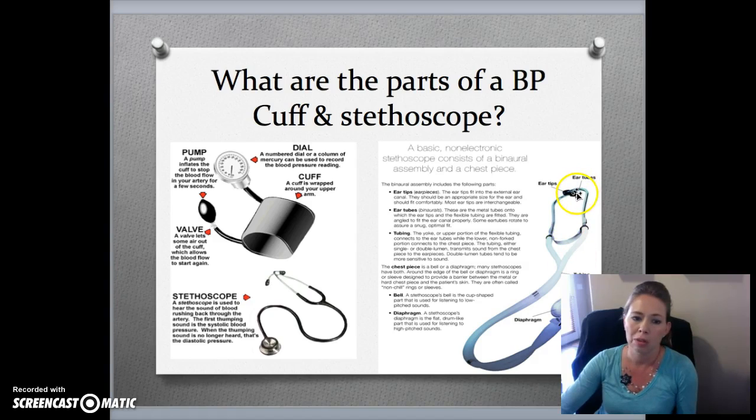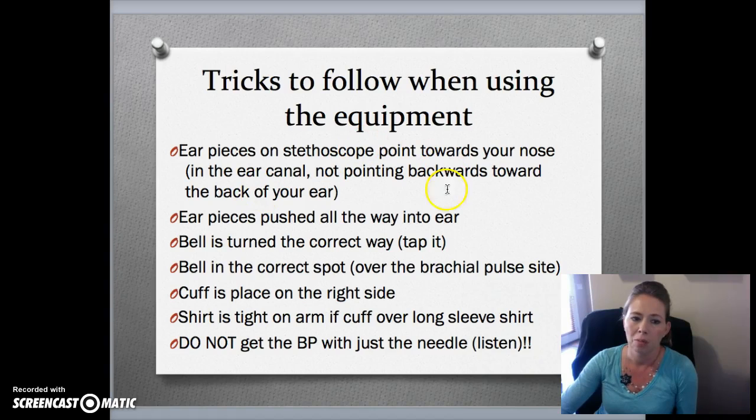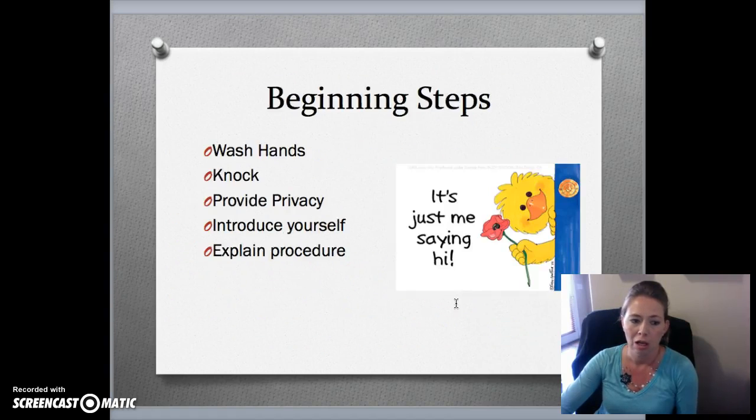The ear tip should always be pointing towards your nose. Okay, and let me click on this next one. Pointed towards your nose, so it's in your ear canal and not pointing backwards to the back of your ear. You'll just hear things better. Okay, earpieces should be pushed all the way in your ear. Make sure your bell is on the correct side. Tap it just to make sure. Make sure your bell is on the correct spot, which is over your brachial site.